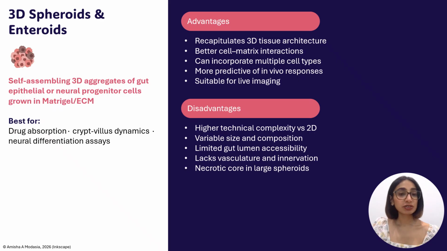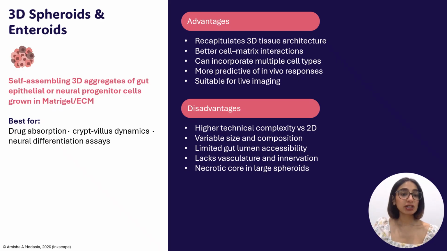Moving into 3 dimensions, spheroids are self-assembling aggregates of cells grown in suspension or embedded in extracellular matrix such as Matrigel. Enteroids are specifically derived from the intestinal crypts and retain some of the in vivo-like crypt-villus organization. The jump to 3D brings real benefits: more physiologically relevant cell-matrix interactions, better recapitulation of oxygen and nutrient gradients, and improved predictive power for in vivo drug responses. They're also compatible with live confocal imaging, which is useful for tracking dynamic processes.